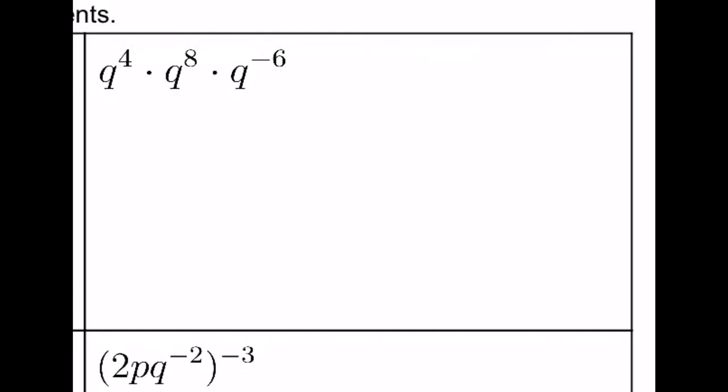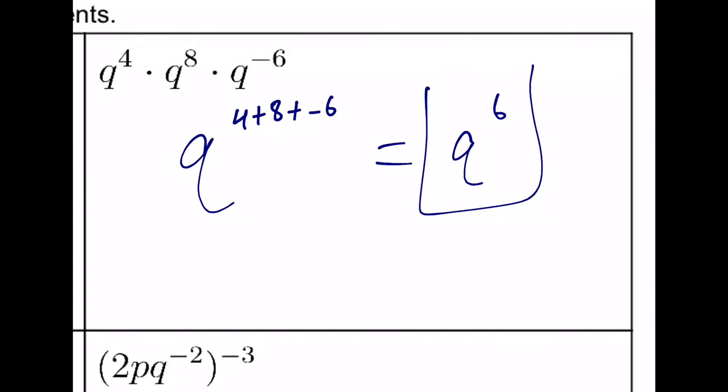Moving to the right, this next problem uses the product rule. As long as two exponents have the same base, you keep the base and add the powers. So q stays here, and we take 4 plus 8 plus a negative 6 as our power. 4 plus 8 is 12, minus 6, q to the 6th is our final answer.